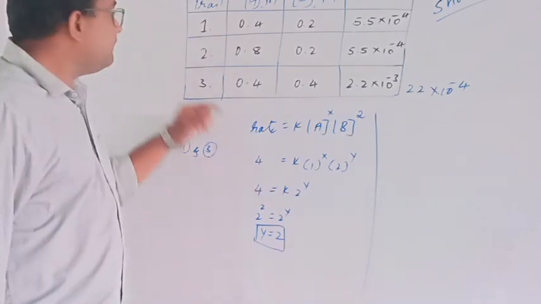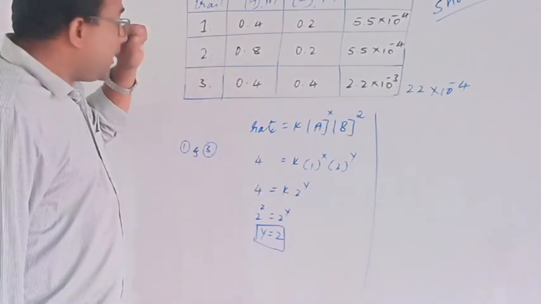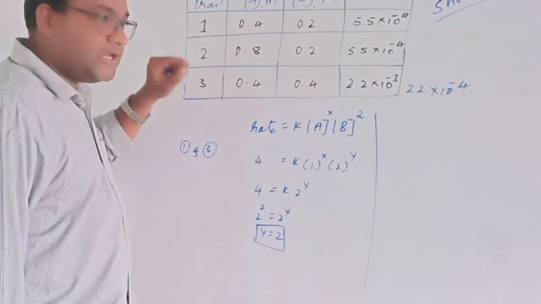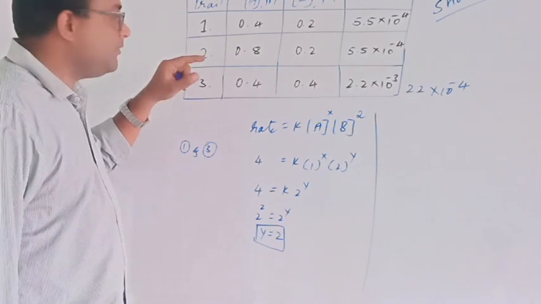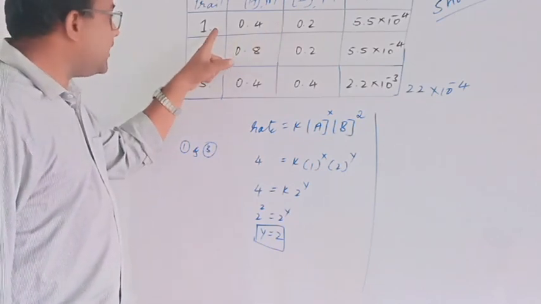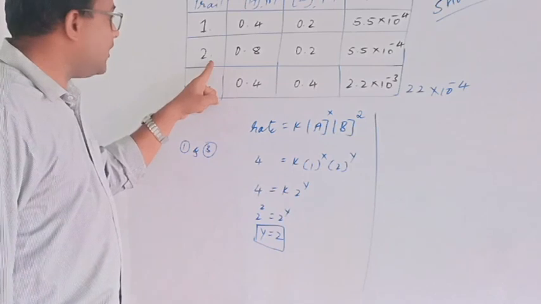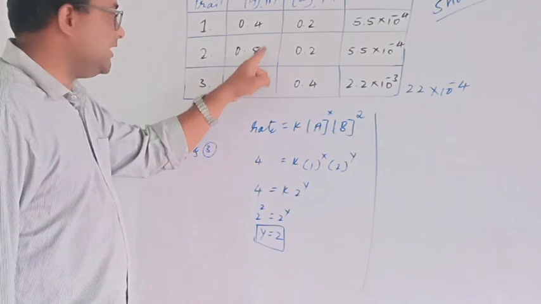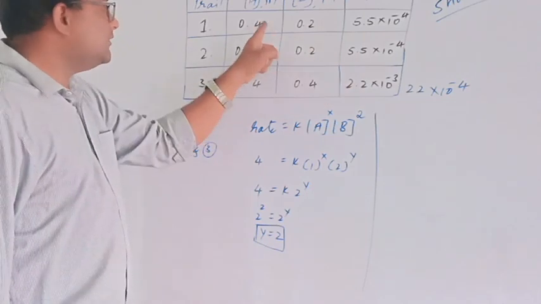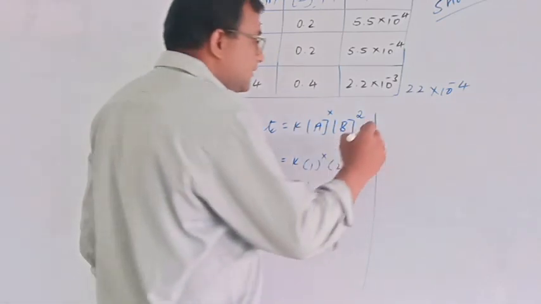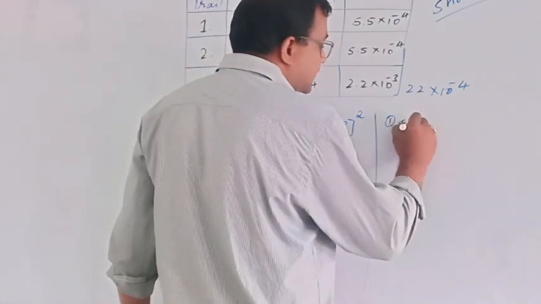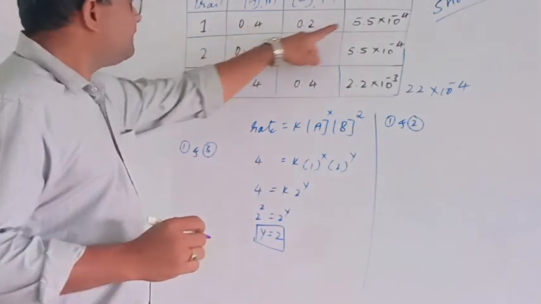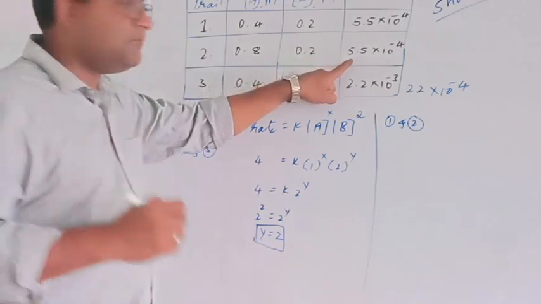Then in the second step, observe carefully the problem where B must be the same. The molar concentration of B must be the same. So in trial number 1 and trial number 2, B is constant and A is changed. Don't worry about the rate, just see these changes. For trial number 1 and trial number 2, how many times does the rate increase? Nothing, 1 time.